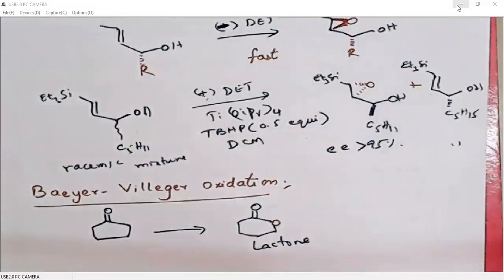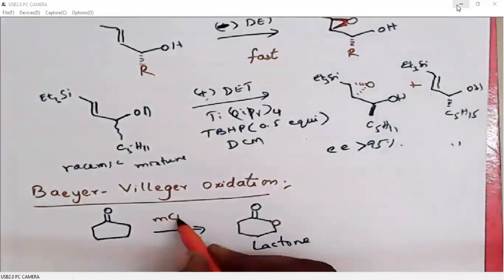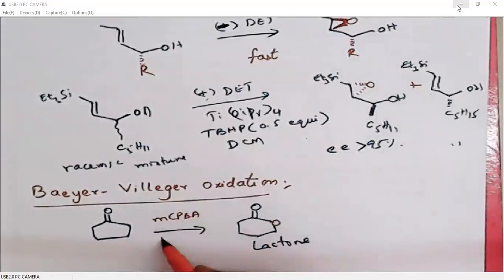So what is the oxidizing agent here? It is MCPBA, either in basic conditions or in acidic conditions. We can do both. So what is Baeyer-Villiger oxidation? Oxidation of a ketone into an ester. What will happen? One of the bonds between the carbonyl and carbon will break. So an oxygen will be inserted between these two. But I'll tell you how it works.